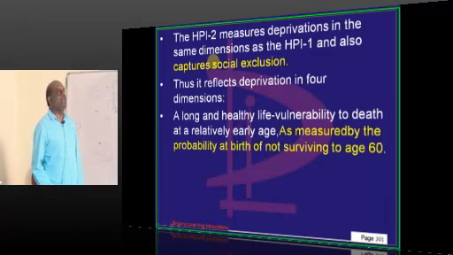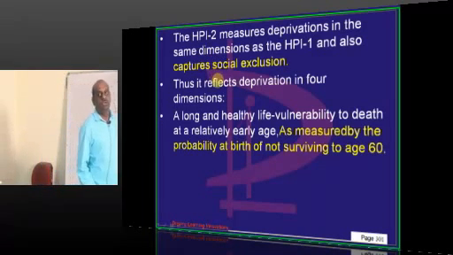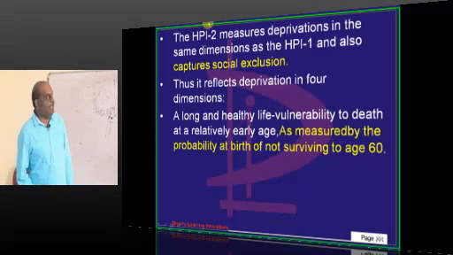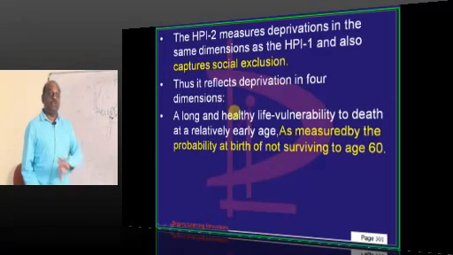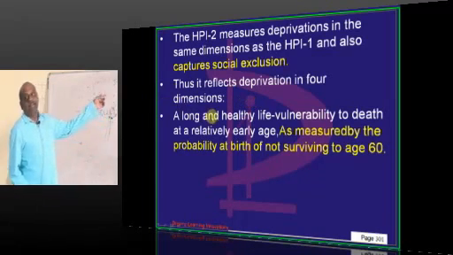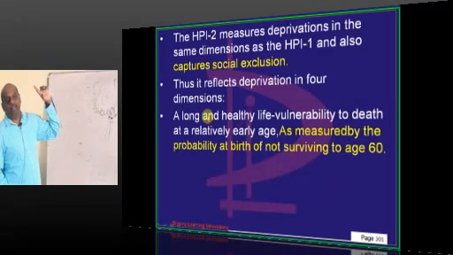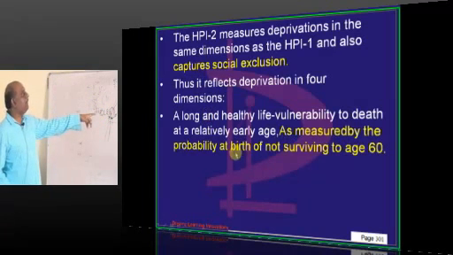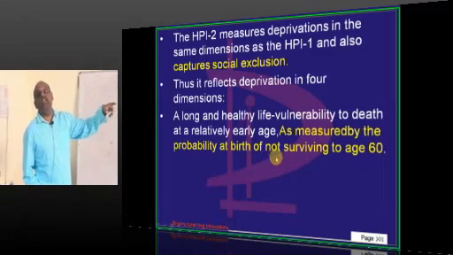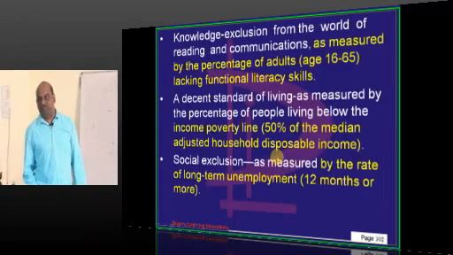Then HPI 2 has come. It said that all the things in HPI 1 are good. Additionally, we should also know whether there is any social exclusion. That also we should include. So earlier it was probability at birth until 40, no? In HPI 2, what did it become? Probability at birth of not surviving beyond 60 in HPI 2.